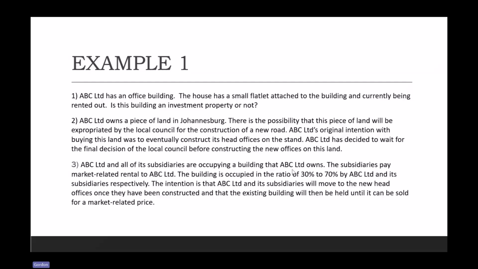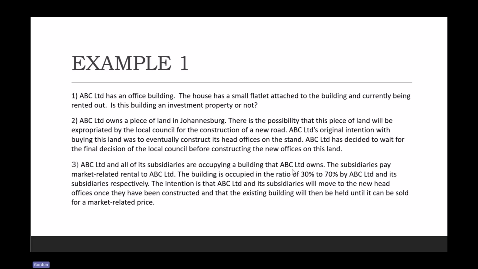Yeah, excellent, excellent. So if you look at it, the office building is actually being occupied, or is being used, for the production of income, right? So in other words, it is owner occupied, or it is property, plants, and equipment. The question says that it's a small flatlet. The fact that they specify that it's a small flatlet means that it is not very significant. And in this question about whether something is investment property or owner occupied, the percentage split is very, very important.